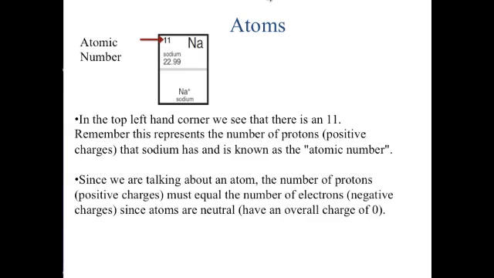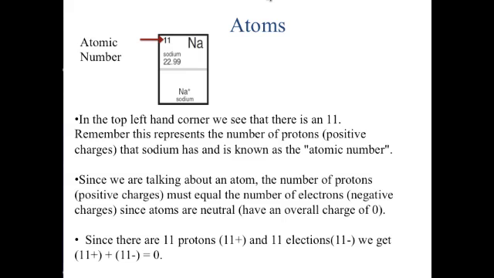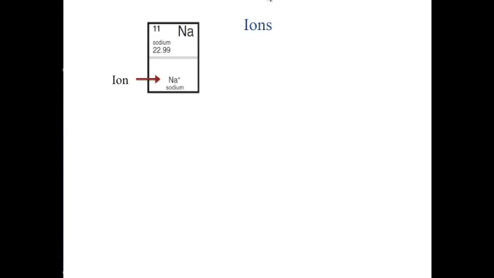Since we are talking about an atom, the number of protons or positive charges must equal the number of electrons, negative charges. Since atoms are neutral, they have an overall charge of 0. If we do the math on this, we see that 11 protons, which have a charge of positive 11, and 11 electrons with a charge of negative 11 would equal 0 when added together.